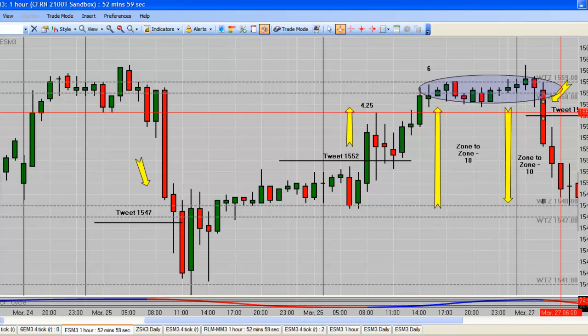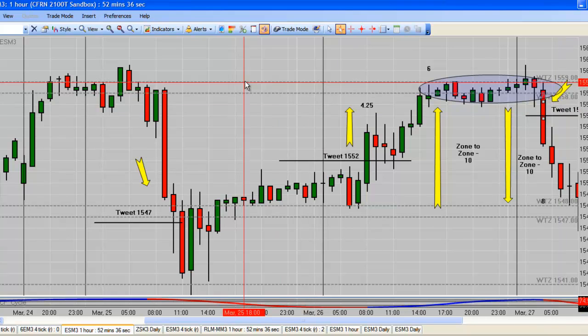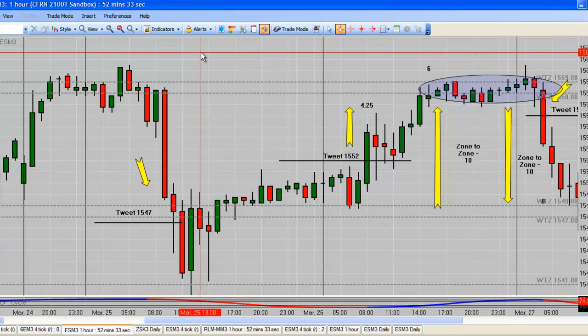What is a tweet? Well, we all know what a tweet is, hopefully. And if you don't, go to twitter.com and you can get educated on what Twitter is if you've never used it. And I'll show you in a minute how to follow us on Twitter. But when I send out a tweet, it's simply an idea. It's really nothing more. I'm looking at the charts, and whatever market I happen to be looking at, I see something and I go, wow, that's an opportunity. So I'm just simply sharing that opportunity, that trade idea with you.